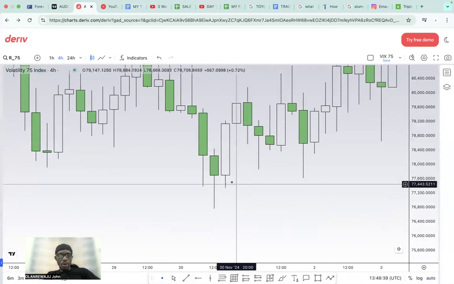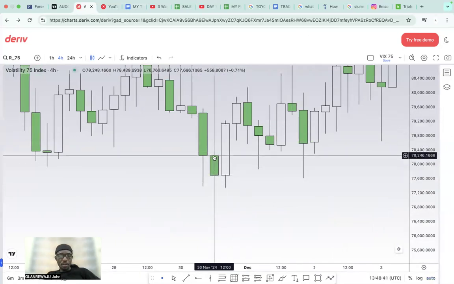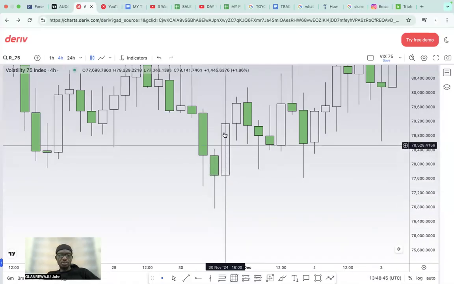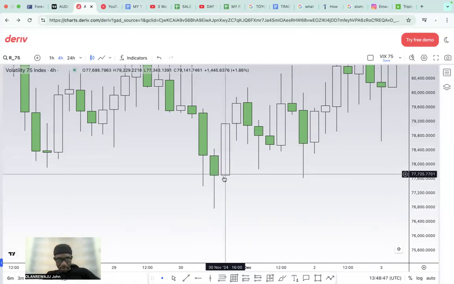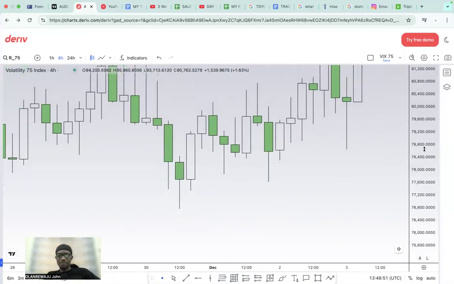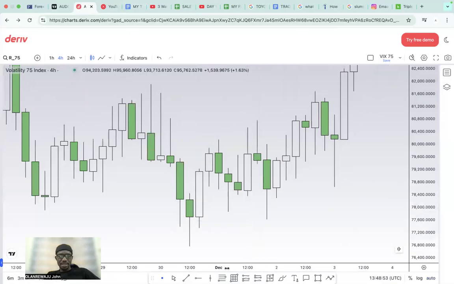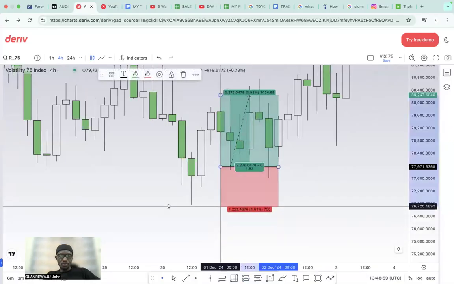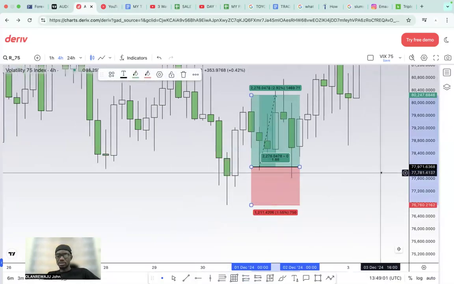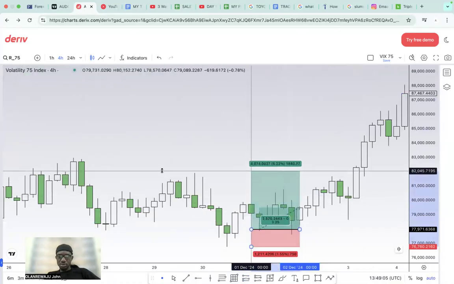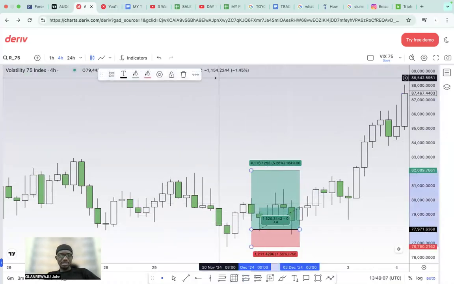When we consider body to body, these are wicks. The body of this one massively engulfed this one. And what did the market do after it engulfed it? The market retraced and gave us a discount entry. We'll still talk about premium and discounts later when we are talking about another strategy. And the market just did its thing.